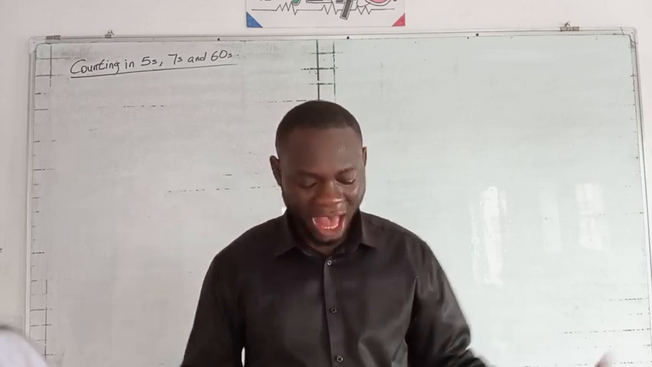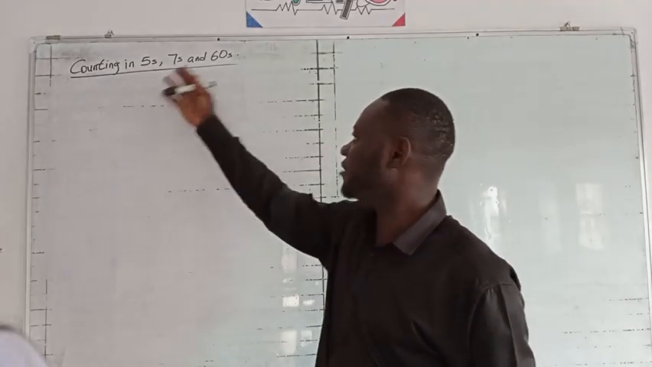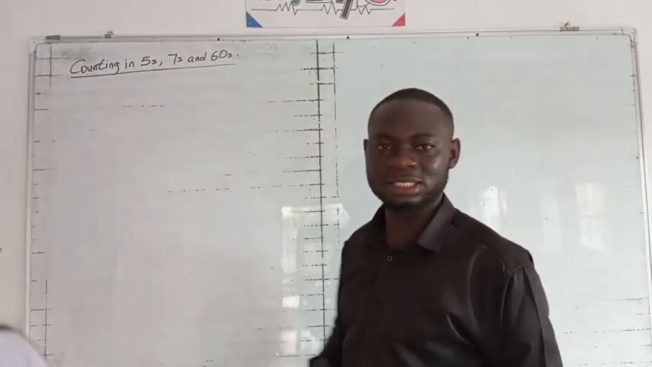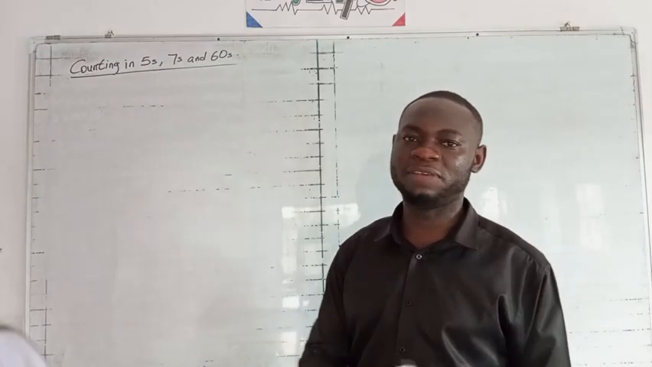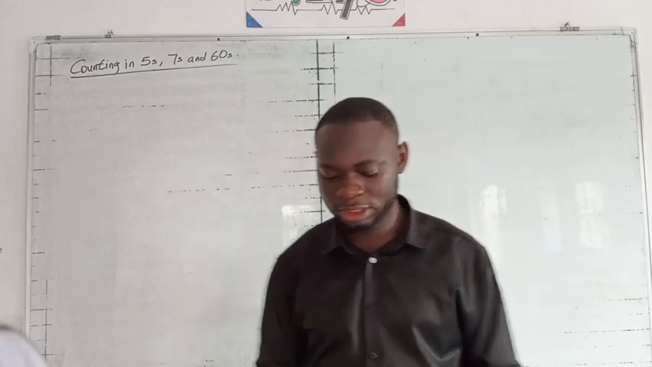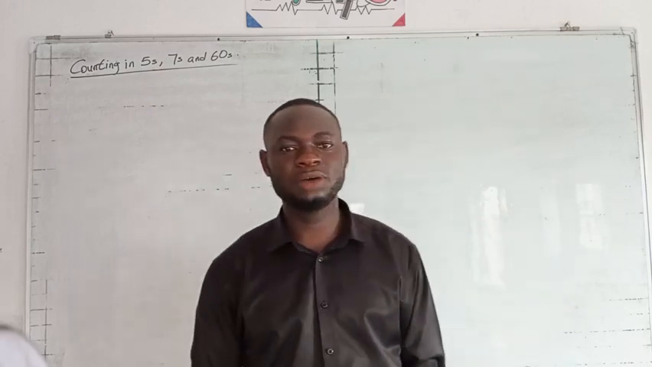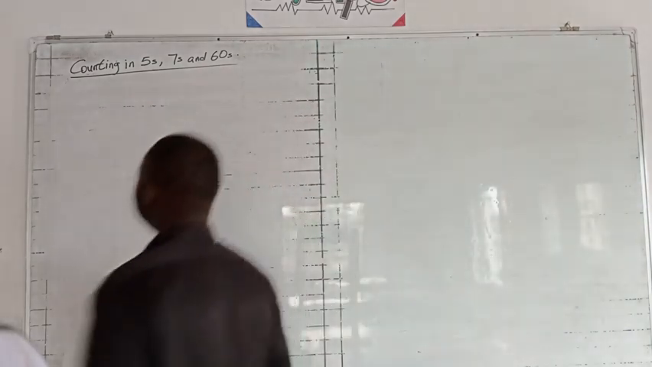Having said that, let's look at this: counting in 5s, 7s, and 60s. We are going to pick them one at a time. Counting in 5s, we treat it. Counting in 7s, we treat it. Then we look at counting in 60s. So let's go. Counting in 5s.